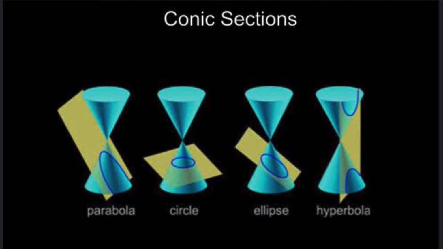If you take that slice and you start angling it upwards, you get an ellipse. From there, if the slice is parallel to the edge of the cone, that intersection would be a parabola. And then if you move more vertical from there, that intersection becomes a hyperbola.